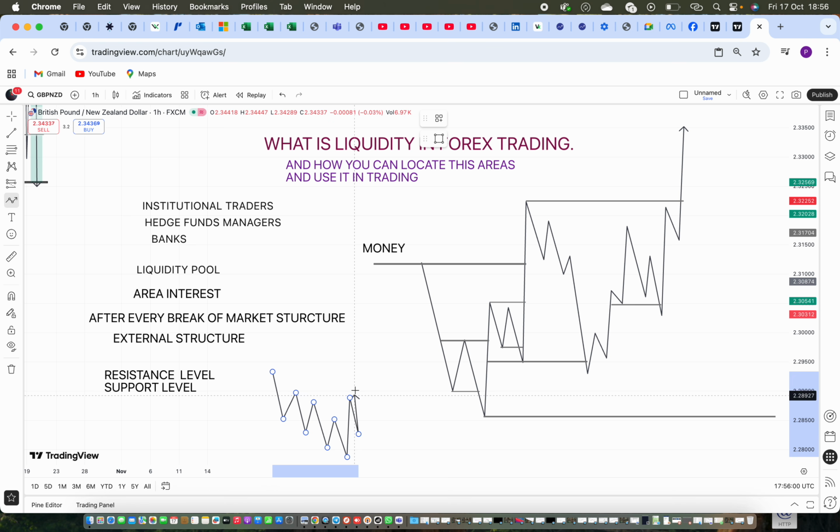Remember, this is our first external structure, and this pullback is our internal structure. Now whenever price creates this internal structure, price will sometimes attempt to take out this external structure 90 to 95% of the time, and that will fail. All right, price will get to somewhere here, and you will notice something: price will definitely want to come back and take out this low.